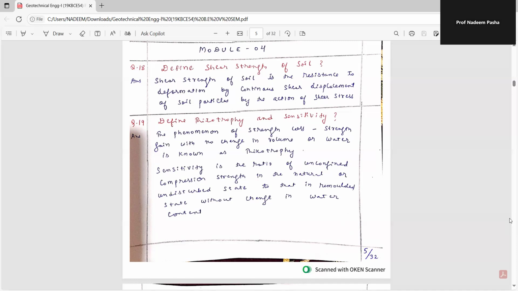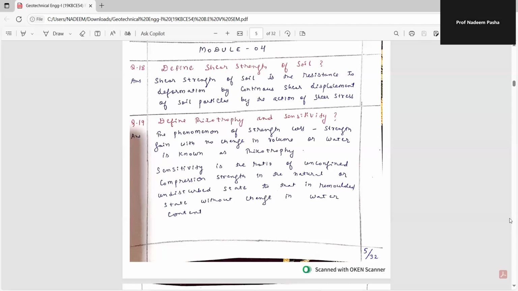So how do you define thixotropy? The phenomenon of strength loss or strength gain. Either it may be strength loss or strength gain, with no change in volume or water, is known as thixotropy. So how are we defining thixotropy? ऐसा फिनोमेना जिसमें स्ट्रेंथ लूज भी हो सकती या गेन भी हो सकती, तो अगर चेंज क्या नहीं हो रहा, वॉल्यूम और वाटर चेंज नहीं हो रहा, दैट इज थिक्सोट्रॉपी.